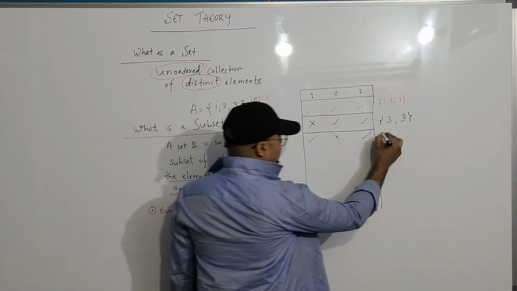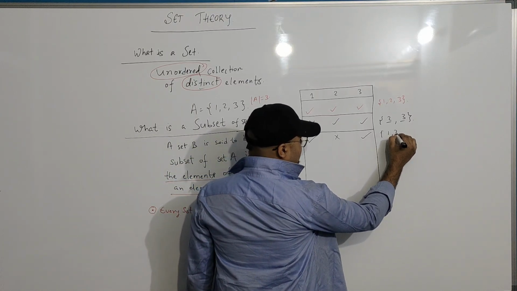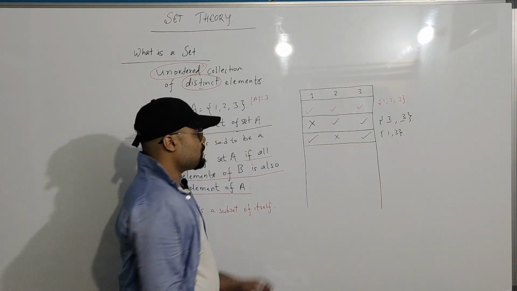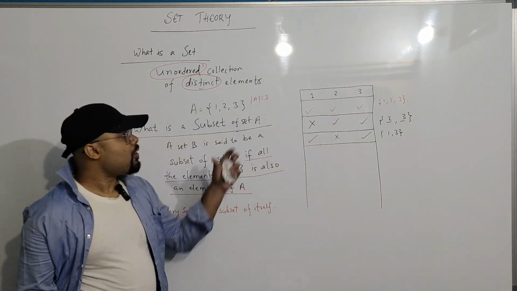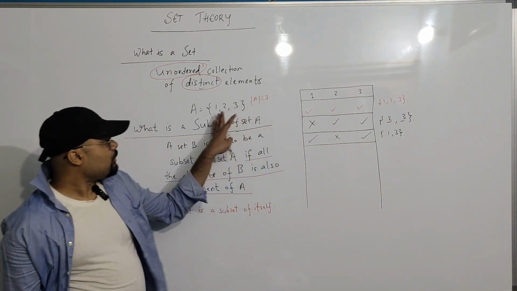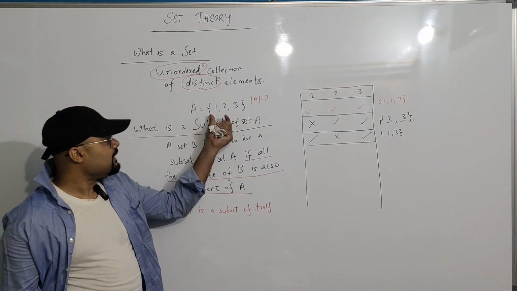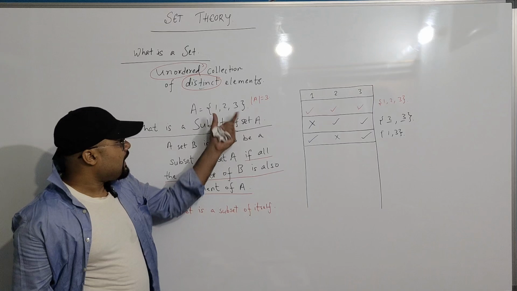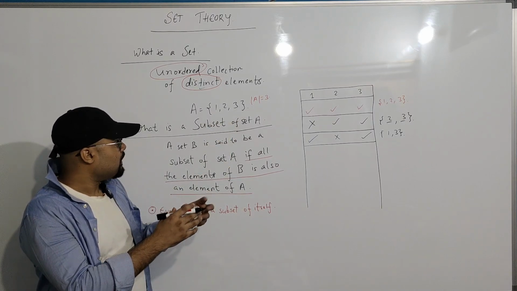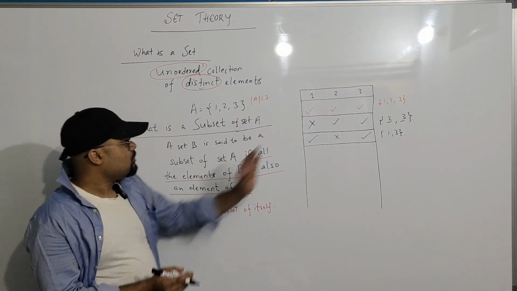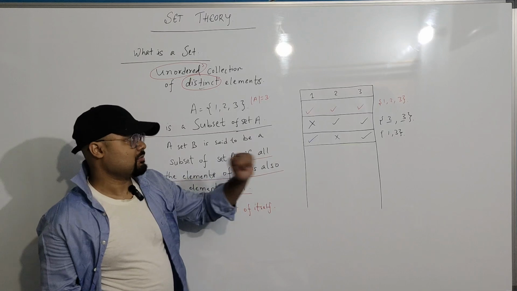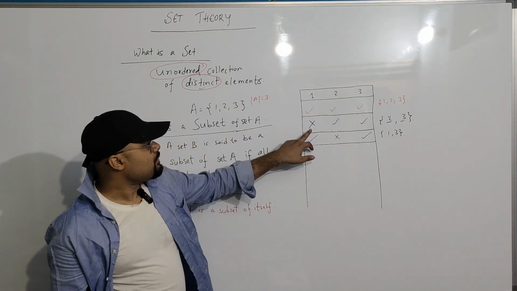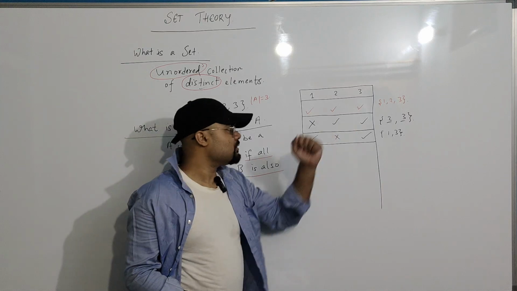If I don't select 2, then I get another subset, which is 1 and 3. So as you can see, to form a subset, for every element of A, you have 2 choices. Either this element is in your subset, or it is not in your subset. Because of this, you are getting different combinations. In this combination, all of 1, 2, 3 are in your subset. In this combination, 1 is not in your subset, but 2 and 3 are.